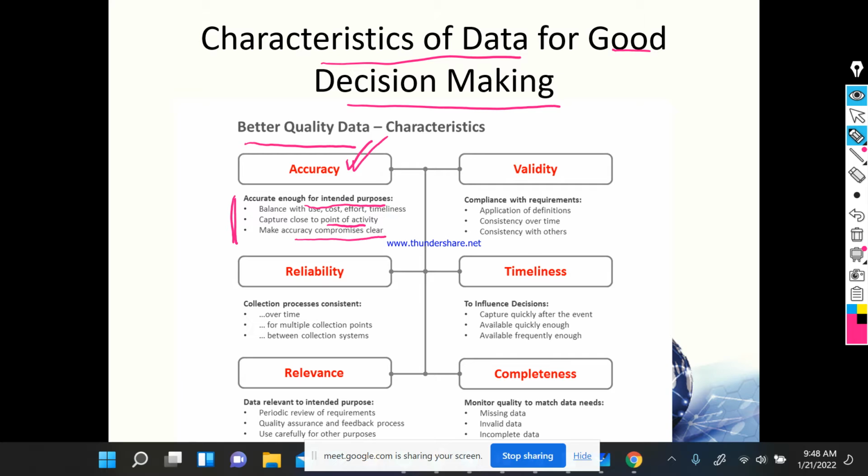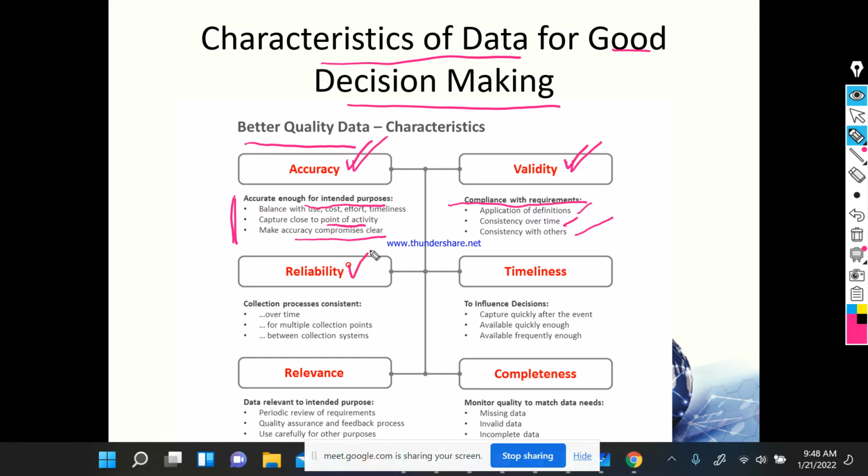The second characteristic is validity. Why? Because there is compliance with requirement, application definition, consistency over time, consistency with others. Just to make you clear, validity ensures one very important characteristic because if the data is invalid, the decision process will be compromised. So validity naturally is a very important characteristic of the data.